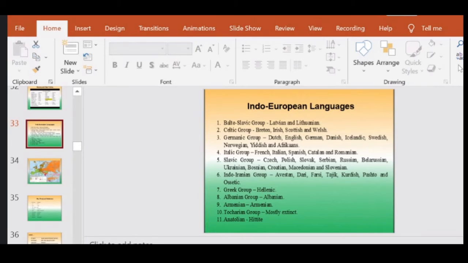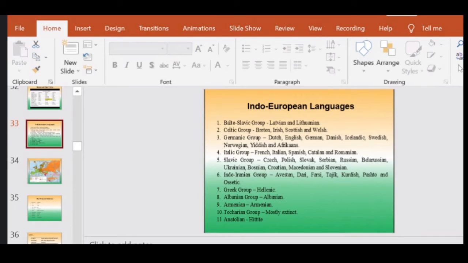Actually, in the Indo-European family, Sanskrit is the only language which is the oldest and which is the most versatile, giving birth to all the languages. So fundamentally, all the European languages have 11 groups, and these 11 groups are mentioned here.